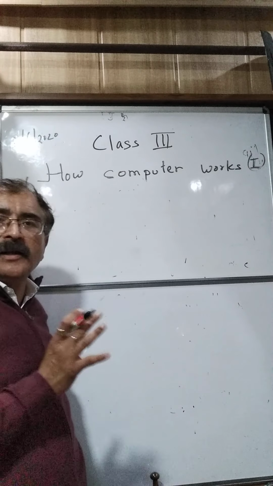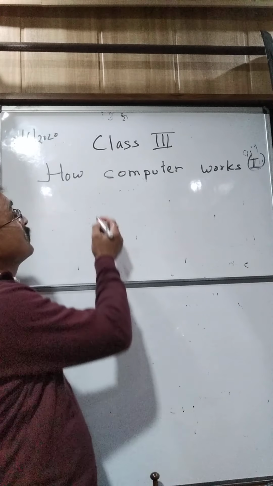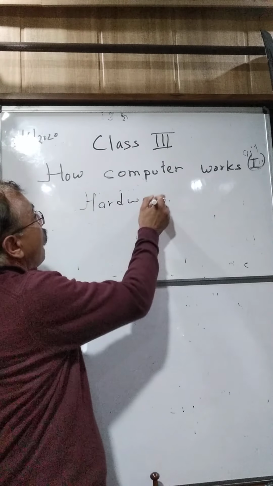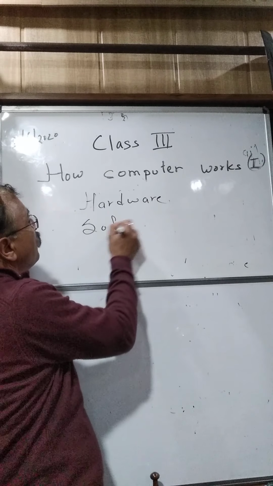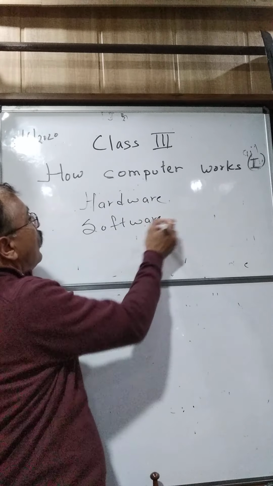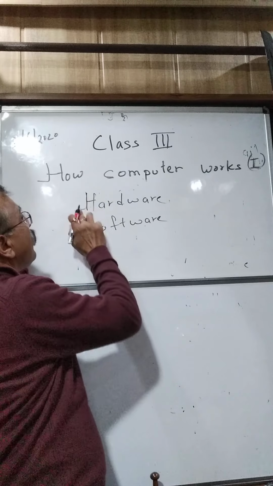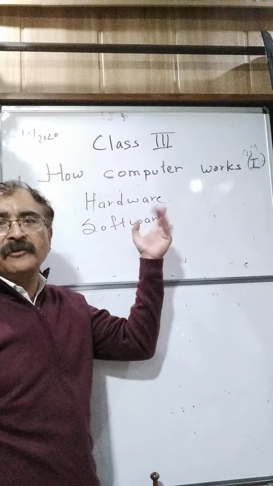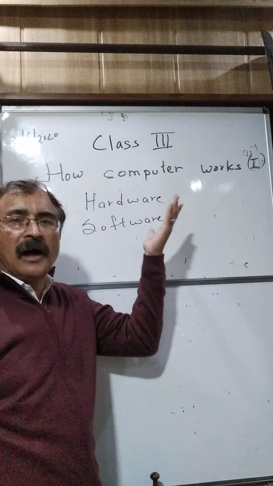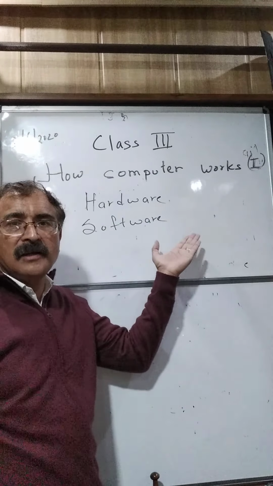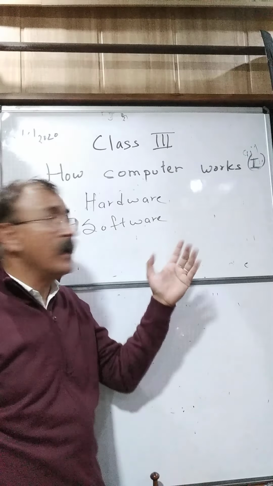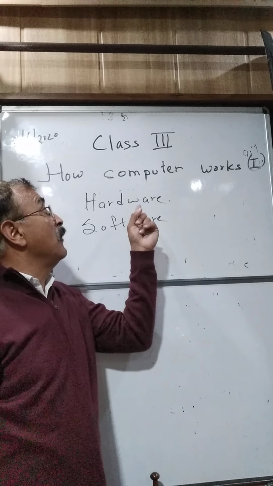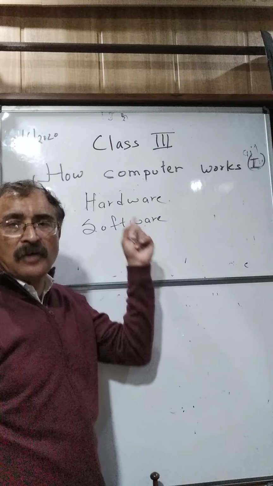First of all, what is a computer system? Computer system is made of hardware and software. Hardware means all the physical parts of a computer that you can touch. Software means the programs, instructions, commands. Computer will work only if you have software also. Just having hardware is not enough.